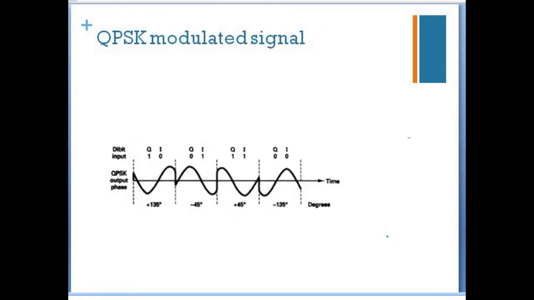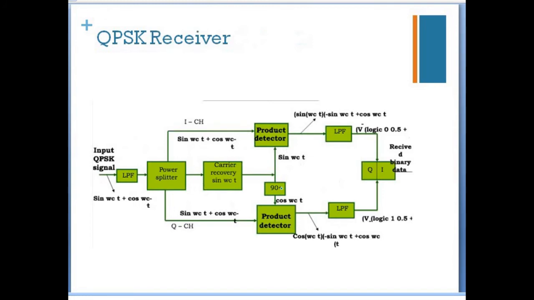There is a QPSK modulated signal. When I equal to 0, Q equal to 1, we have plus 135 degree change in the carrier signal. I equal to 1, Q equal to 0, we have minus 45 degree phase change in the carrier signal. I equal to 1, Q equal to 1, plus 45 degree phase change in the carrier signal. I equal to 0, Q equal to 0, minus 135 degree phase change in the carrier signal.